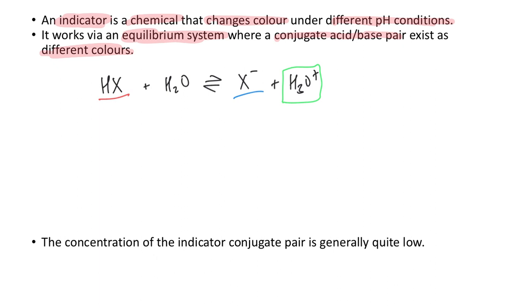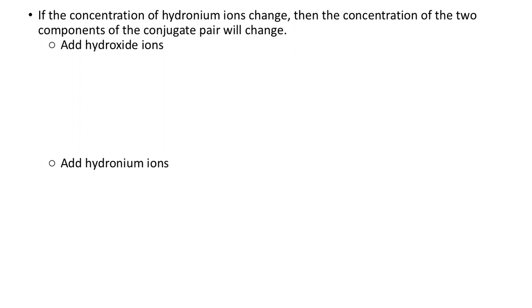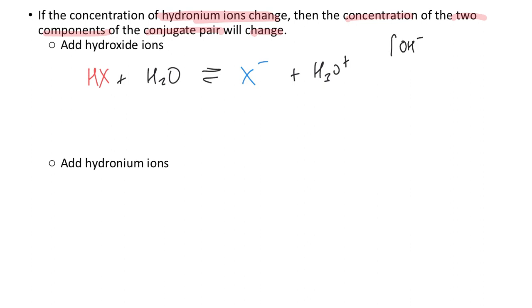Let's move on. If the concentration of the hydronium ions changes, then the concentrations of the two components of the conjugate pair will change. So let's rewrite that out: HX plus H2O goes to X minus plus H3O plus. If I add hydroxide ions, so the concentration of the hydroxide ions increases, the concentration of H3O plus will decrease. They'll be consumed by those.